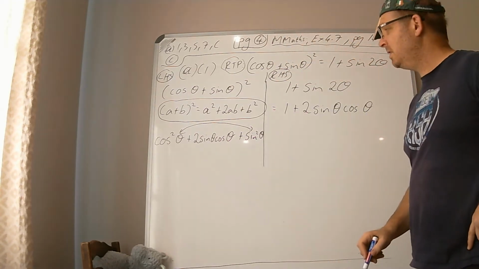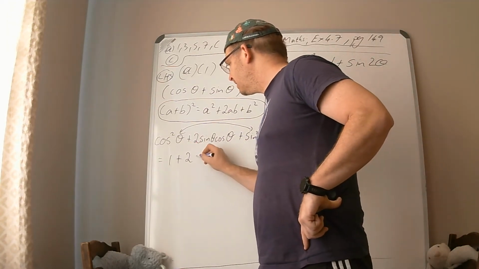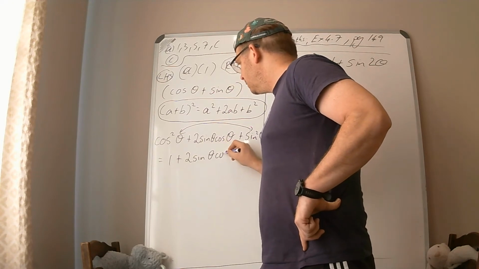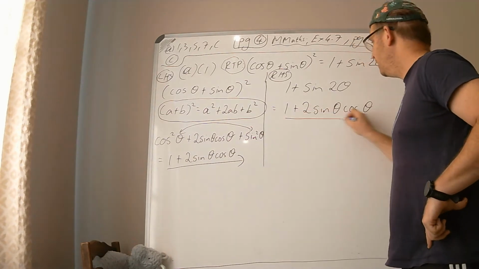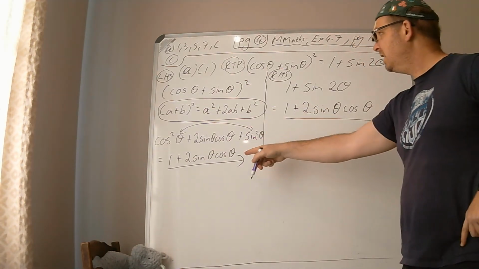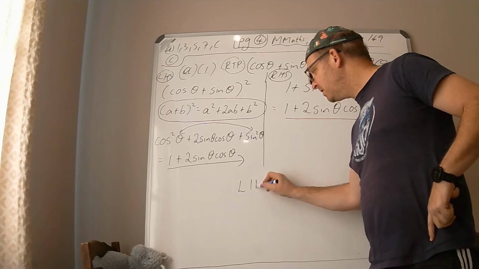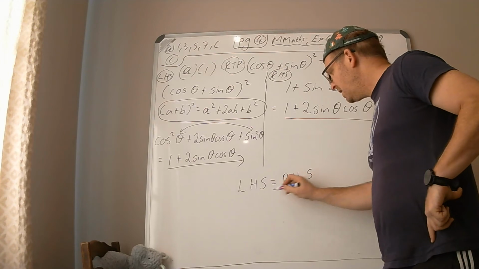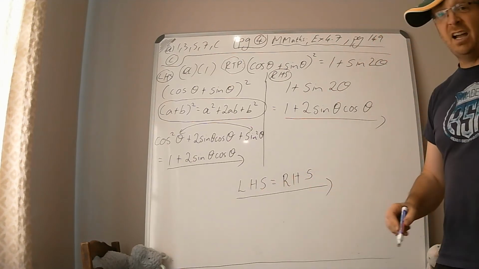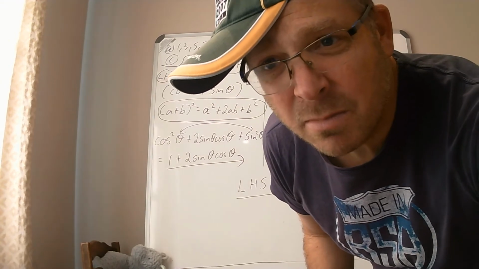Nicole Thomas, what's cos squared theta plus sine squared theta? It's equal to 1, fantastic, so I get 1 plus 2 sine theta cos theta. And what do you know? Voila, the left hand side and the right hand side are the same thing, so you finish it off and say, Ms. Marker or Mr. Marker, I have now proved that the left hand side is equal to the right hand side, and I am amazing.